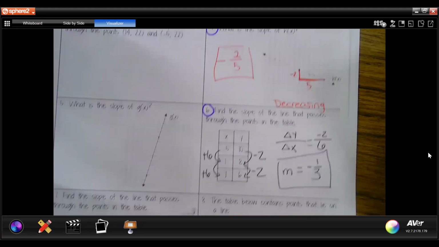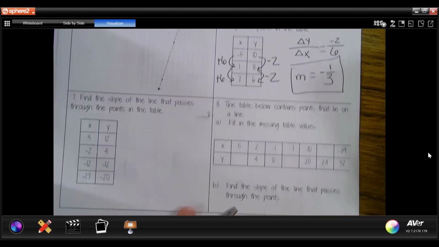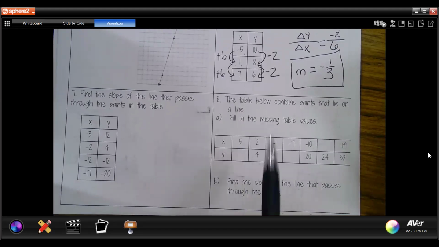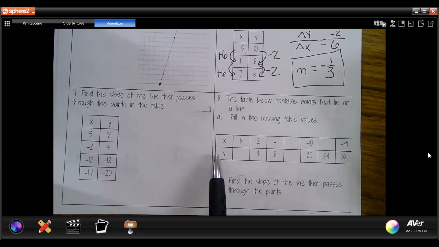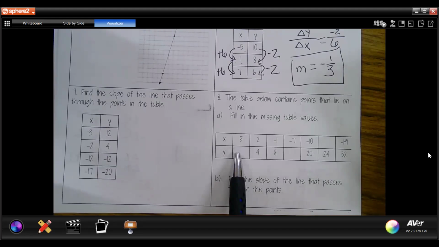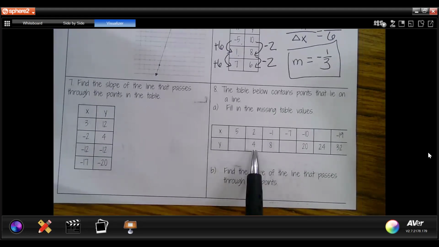Okay, I said I'm not doing 8 with you, and I'm not going to do 8 with you, but 8 is different, so I want to talk about it. 2 things I want to talk about. Notice this table is sideways instead of up and down. So the top numbers are my x values, the bottom numbers are my y values. So 5 and this missing one that you have to fill out is a point together. 2, 4 is a point.